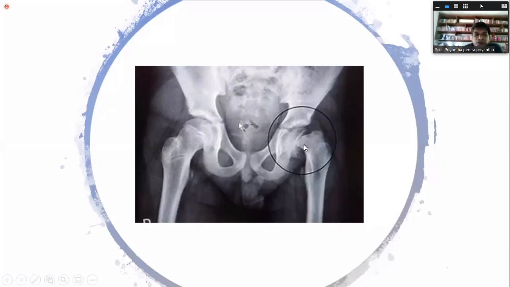So one thing you can do is draw a line along the superior margin of the neck, right? And then you draw a line like that. It should go through the acetabular fossa. You see, the marginal line should go through the acetabular fossa. Here, to draw a line, it goes above the acetabular fossa, right? That's one thing you can do.